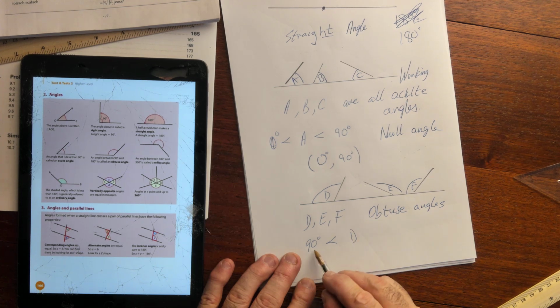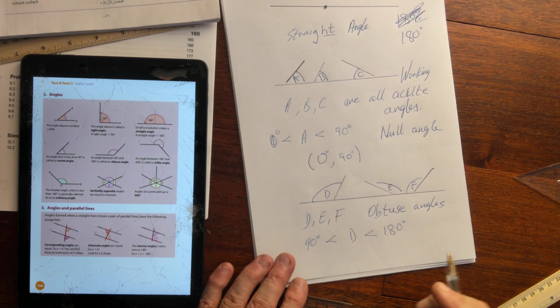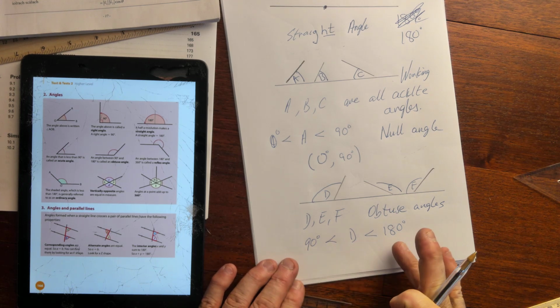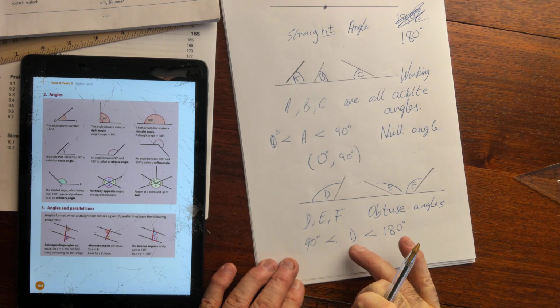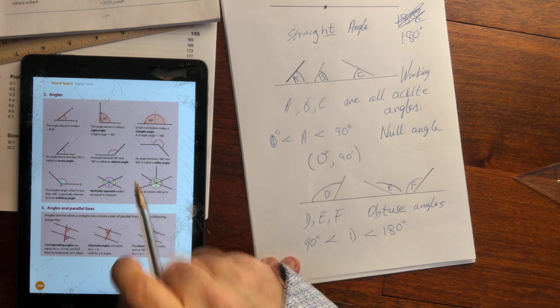Let's use the letter D. Larger than 90 degrees, and it's less than a straight angle. So any angle that's larger than a right angle and less than a straight angle is an obtuse angle. Okay. Move on to the reflex angle.